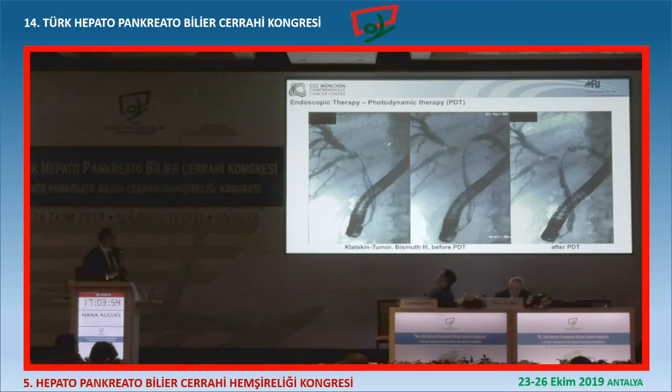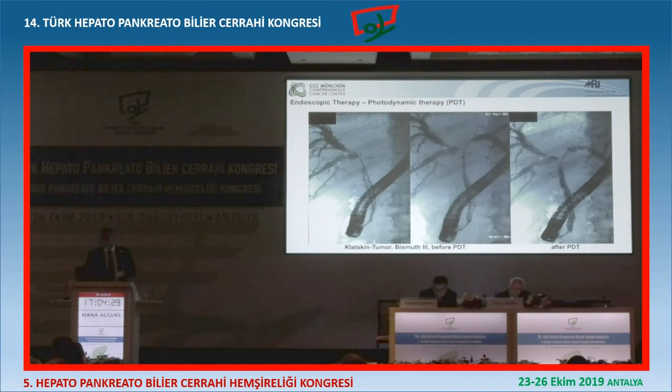There is nearly no opacification of the left lobe. This is a very strong stricture. We placed stents to the left and to the right, but before doing so, we did a photodynamic therapy, and that is how it looked like after photodynamic therapy. It was possible from here to opacify the left lobe, which was not the case on this picture. So there is some effect. It is possible to bring in some local effects to the biliary obstructed bile duct due to Klatskin tumors.